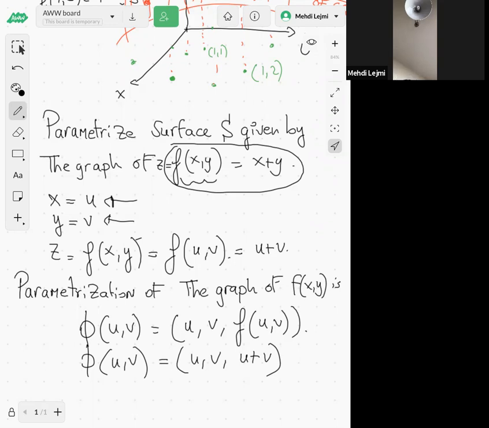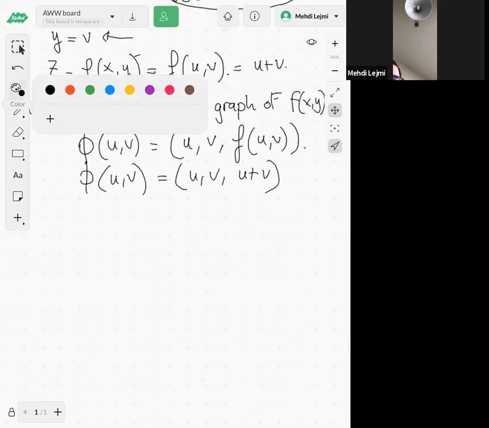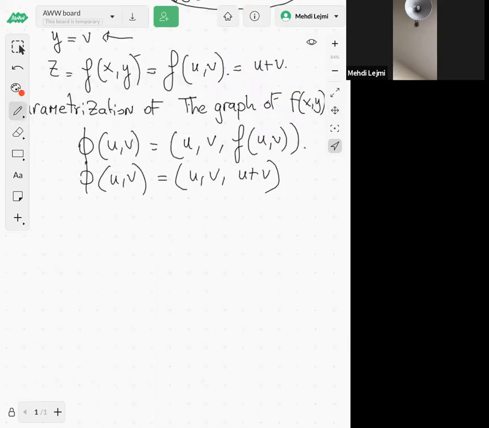So it's quite simple. All right, so that's for parameterization. That's an example. Now tangent vectors. So we discussed the tangent vectors to the surface, and there are two, let's say, two distinguished tangent vectors to the surface.